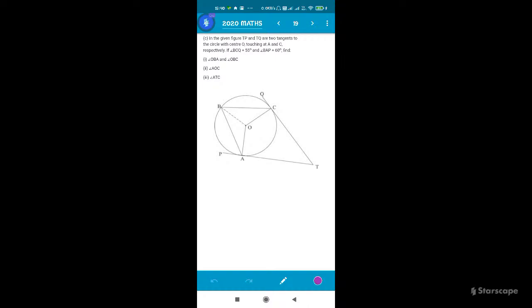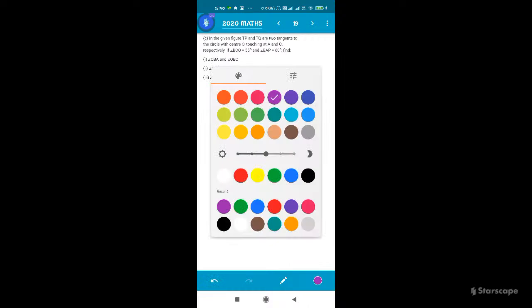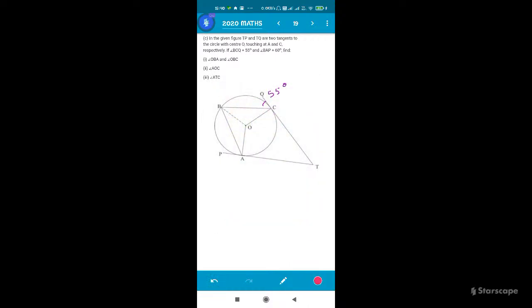Now it has been given to us that BCQ is 55 degree. BCQ, this is 55 degree. And it has also been said that angle BAP, this is 60 degree. Our first question is that we have to find the value of OBA, that means this angle, and OBC, this one. These two angles we are going to find. So let's see, very easy question.